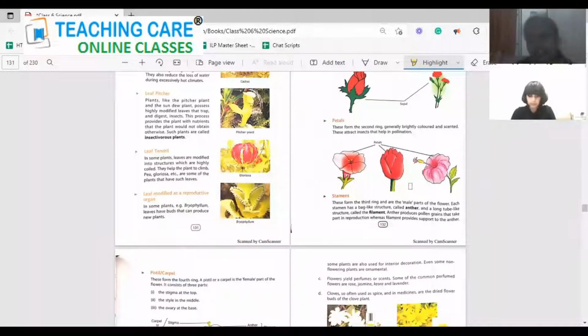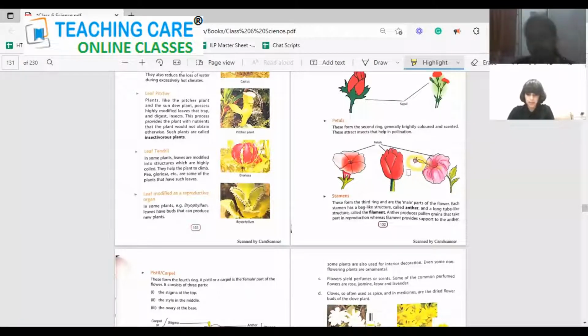It has a bag-like structure called the anther. Can you see on the top? It's like over here. This bag-like structure is called the anther, and a little tube-like structure. Can you see the tube that holds it to the plant? It is called the filament. The anther contains pollen grains inside it. So there are two parts, one is the anther and the other is the filament. The filament holds the anther to the flower.